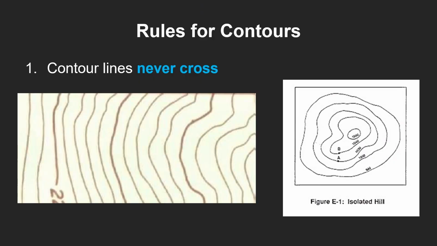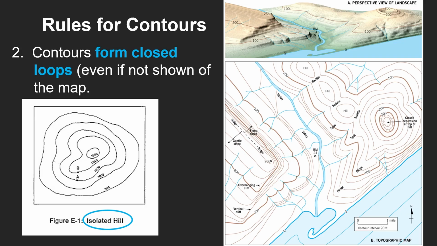There are 5 key rules for contour lines that we'll go over next. First, contour lines never cross, because a single point on Earth can't have 2 different elevations. Second, contour lines always form closed loops. Even if the loop runs off the edge of the map, it still closes somewhere. This rule helps us identify features like hills and depressions.